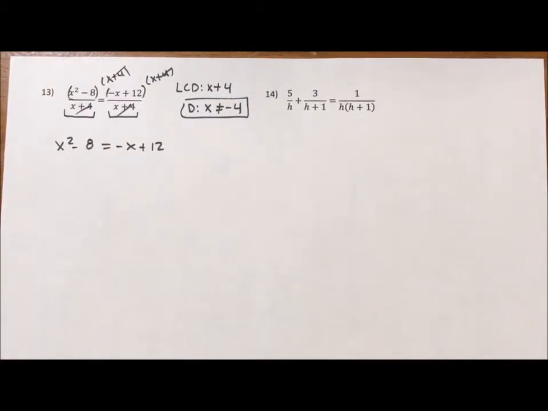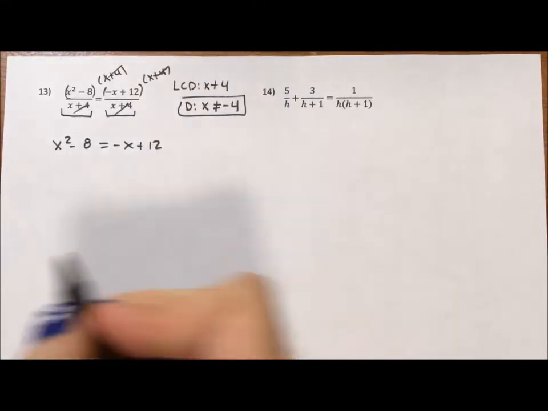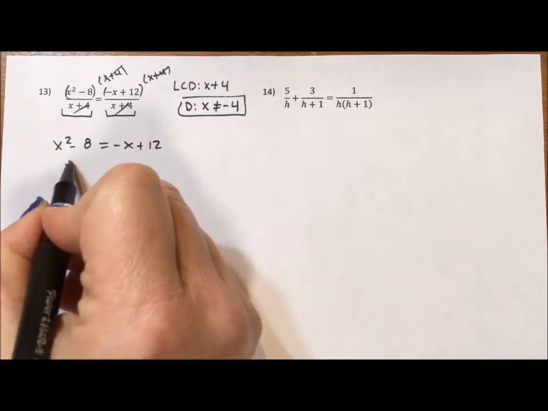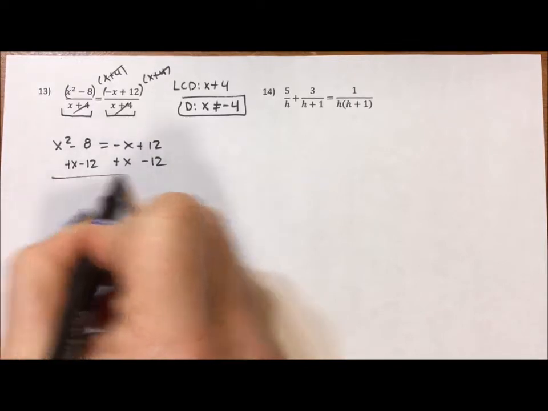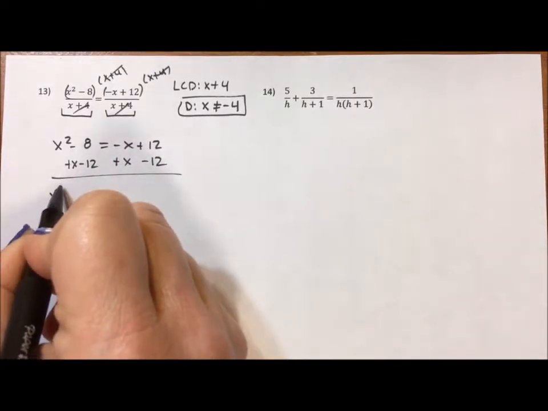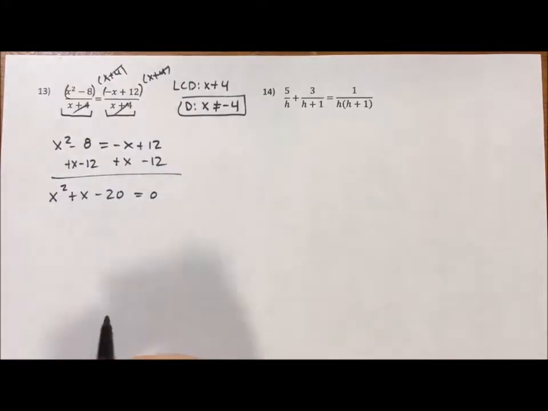Because we have an x squared and an x term, that means two terms with x's, our next step is going to be to move everything to the same side. I'm going to add x and subtract 12 from both sides. I have to get this equal to 0 because I'm going to have to be able to factor. x squared plus x minus 20 equals 0.